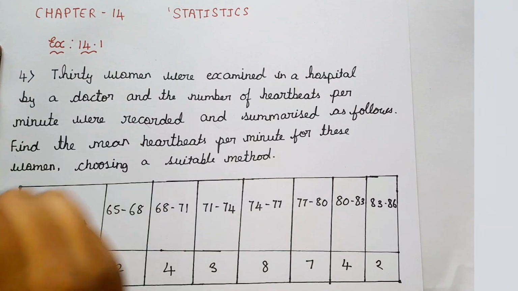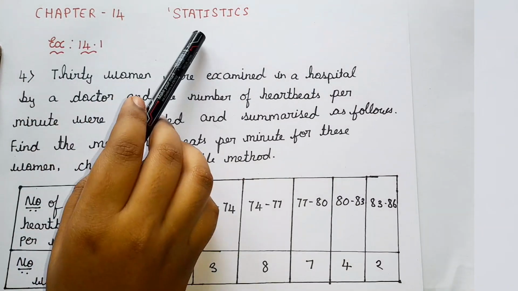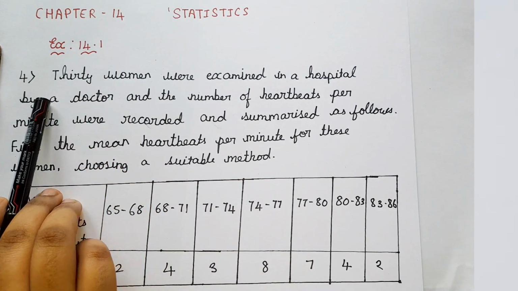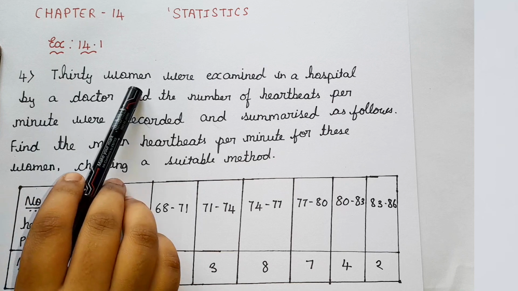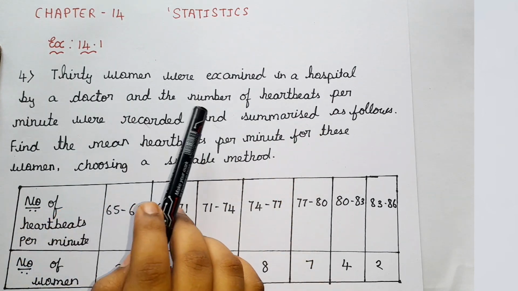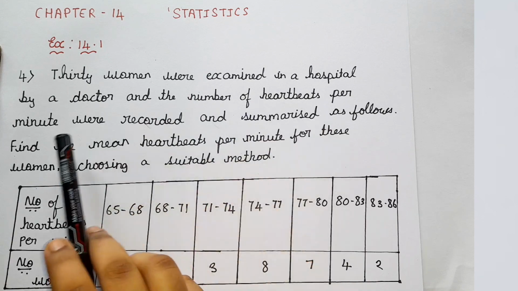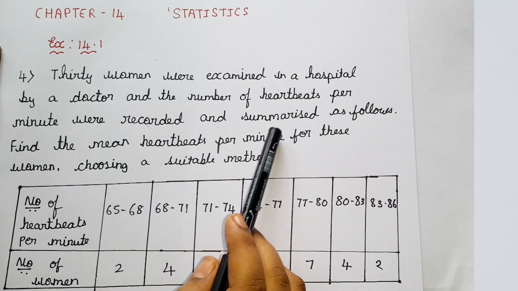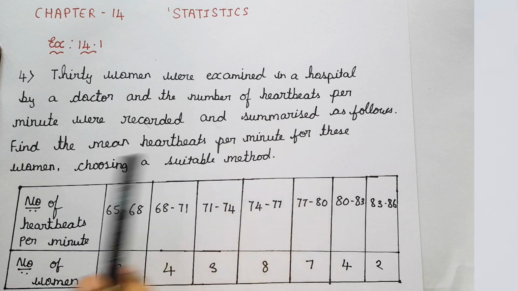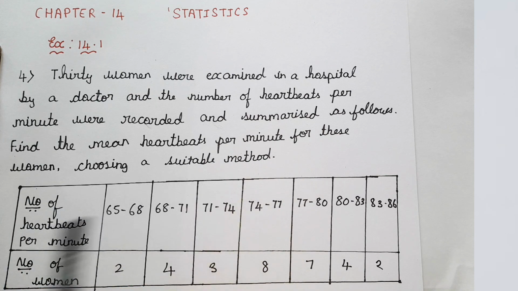Today we are going to be learning Chapter 14, Statistics, Exercise 14.1, 4th question. Alright, now let's read the question. 30 women were examined in a hospital by a doctor and the number of heartbeats per minute were recorded and summarized as follows. Find the mean heartbeats per minute for these women choosing a suitable method.